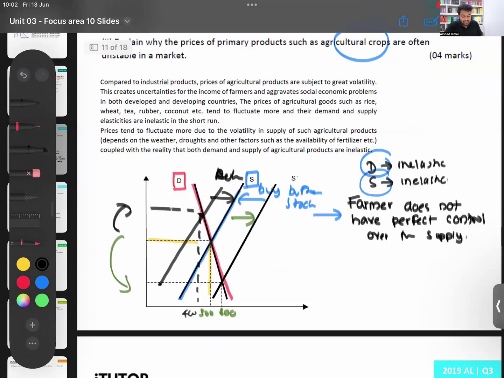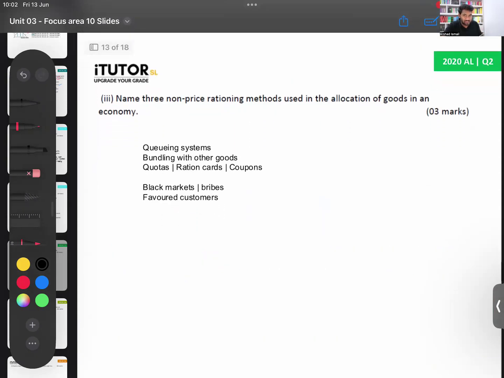Okay, so now we move to the next one, the non-price rationing techniques. We study this under maximum prices, when there is a shortage of goods. Now, usually you ration using price, no? But what are the non-price rationing techniques? Here you can have queuing systems, bundling with other goods, quotas, ration cards, things like that. Writing 3 of these is enough, and they're saying name 3, no? You don't have to explain, just naming the 3 is enough. There's another question asking you to briefly explain; there you can explain. And even things like black markets or bribes and even favored customers. Right? That can be there.